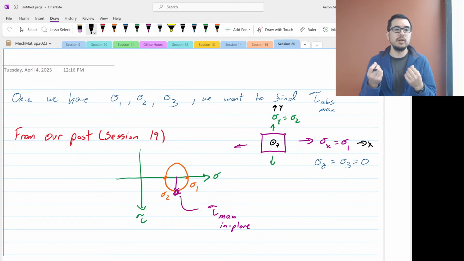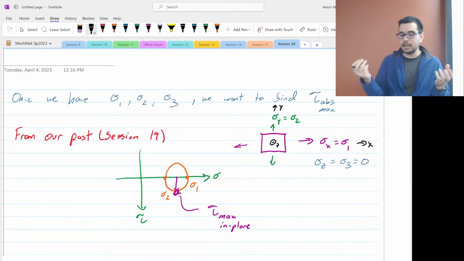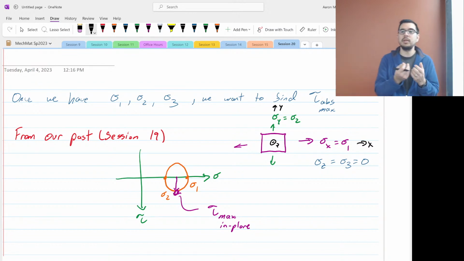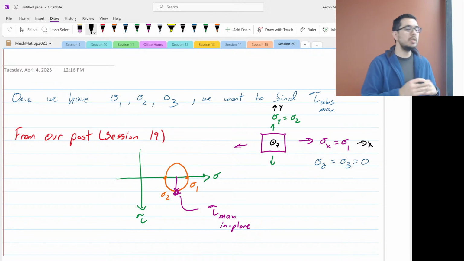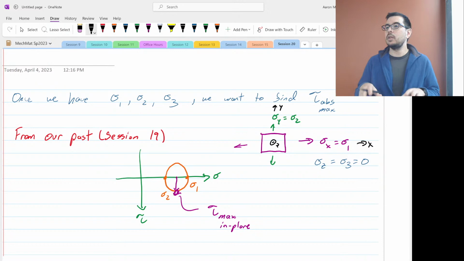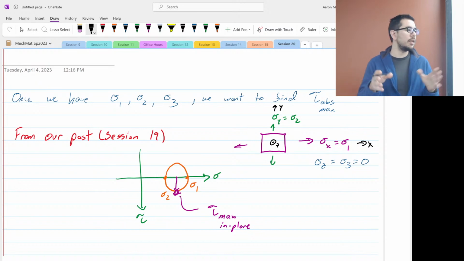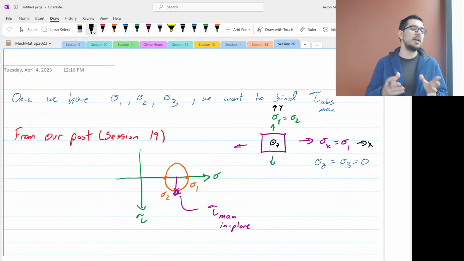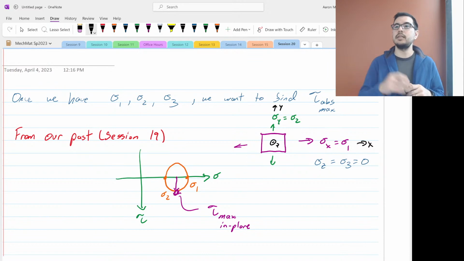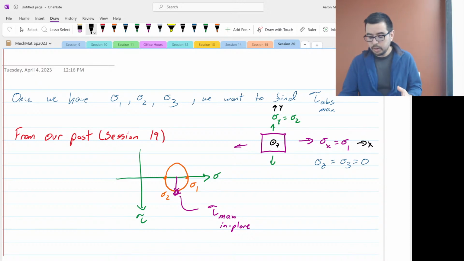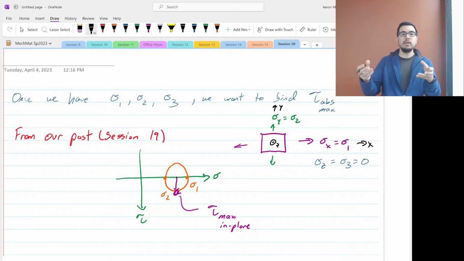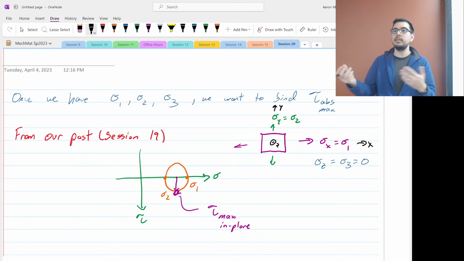the one that's going to give me the absolute maximum shear stress. Does anyone know which plane that will be? If you've done a little listening or reading ahead, which plane is going to give you a planar element that shows the absolute maximum shear stress? Yes? Yeah, it's the xz. So if we rotate, let's just say we rotate positive 90 degrees about the x-axis.